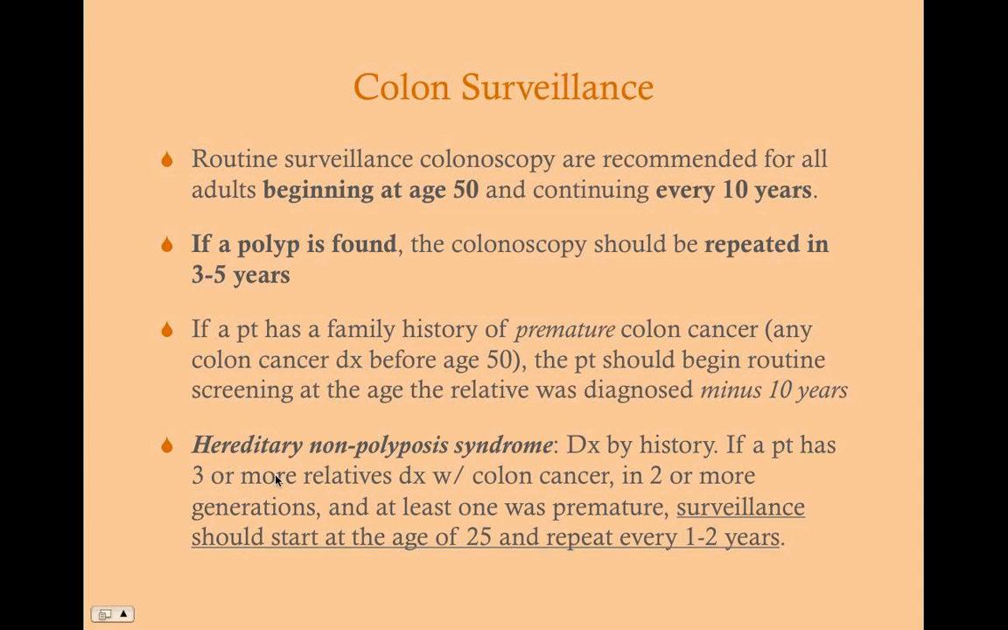So if it's a 7-year-old girl whose mother developed colon cancer at age 45, her grandpa had it at age 60, and her uncle had it at age 55. There you have 2 generations, 3 relatives, and one of them was premature, her mother. That girl is going to get her first colonoscopy at the age of 25, and that unfortunate girl is going to be getting a repeat colonoscopy every 1 to 2 years. So surveillance colonoscopy starting at the age of 25 and repeat every 1 to 2 years for this very specific history.